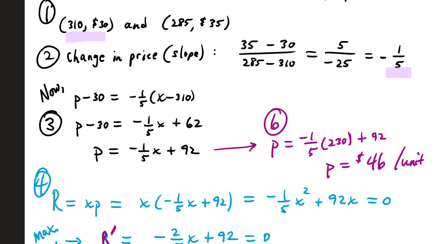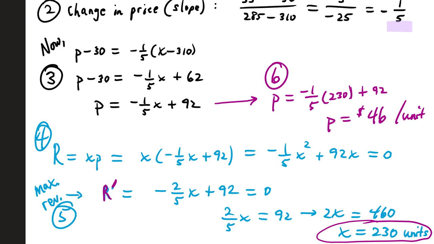Now we can build revenue. Revenue is x times p. So x times the price function we just built, that will be a negative 1/5 x squared plus 92x. Taking the derivative, because we're supposed to maximize revenue, that derivative is negative 2/5 x plus 92, setting that equal to 0. 92 divided by 2/5. Be very careful calculating that.